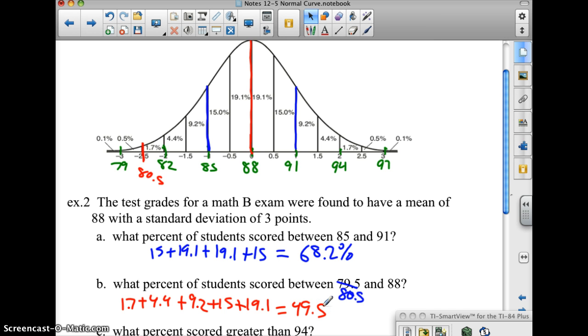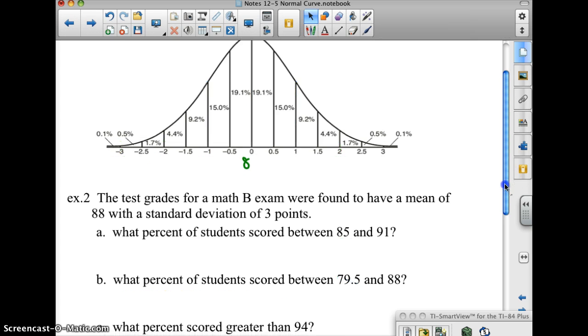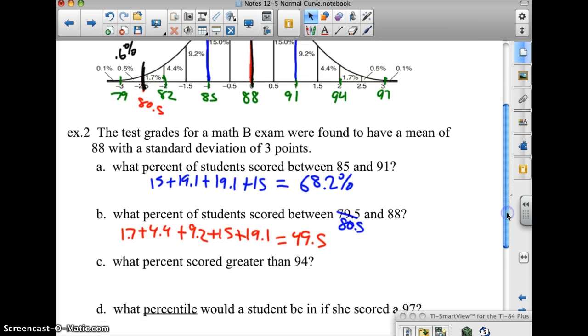Basically, 50% of the data is from the mean this way, right? All the way this way. That is 50%. So basically, if you're right here, you could take your 0.1 plus 0.5, that's like 0.6%. Okay, when you combine those two and subtract it from 50, you'll get 49.5. All right, 49.5 should be 49.4.